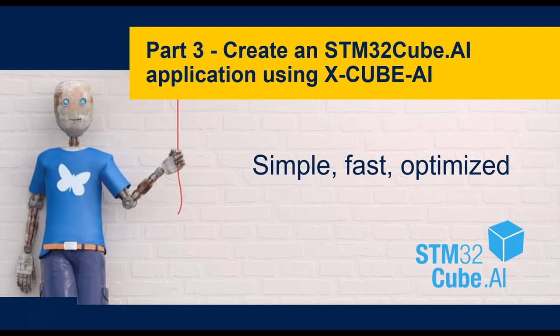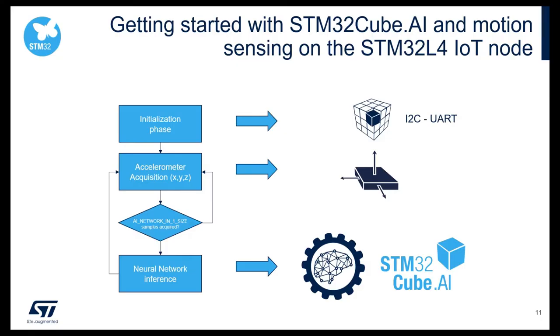In the previous video, we saw how to get started with the creation of the project using STM32CubeIDE for the acquisition of the accelerometer. In this third section of the UpNote video, we are going to add the pre-trained Keras model to process the accelerometer data using STM32Cube.AI. We are back to our high-level diagram of the application.